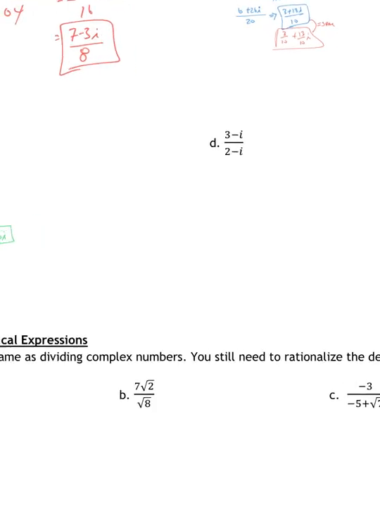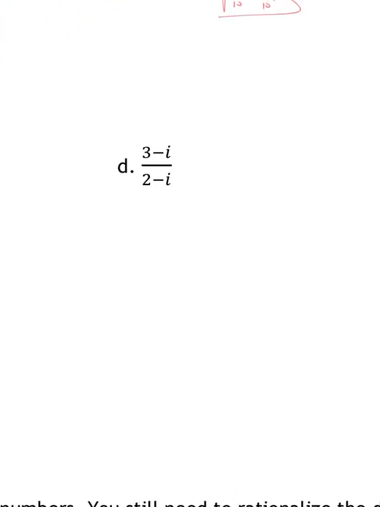All right, last division one we're going to talk about. So 2 minus i, the conjugate is 2 plus i.